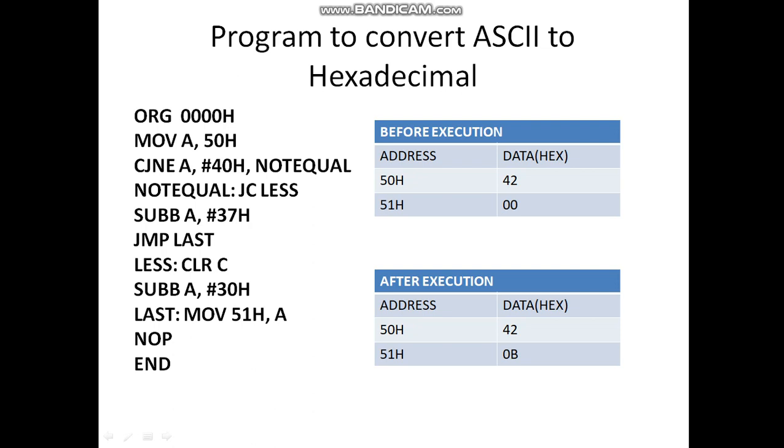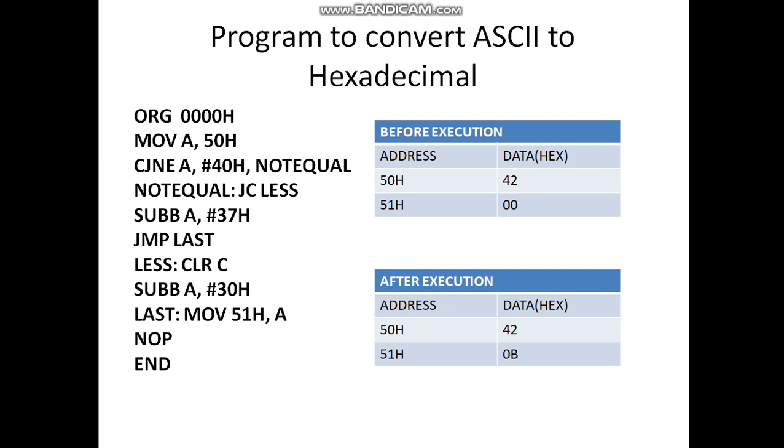We need to subtract 42 and 37, that is 42 minus 37H. After performing subtraction, the result is stored in 51H location. We get the result as 0BH.